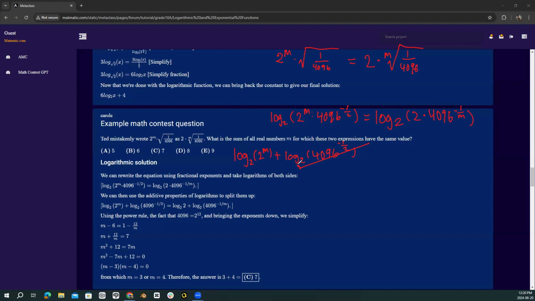Okay, so that's one side. That's the first expression of our equation. So on the other side of our equation, we're going to be writing the expression as log 2 of 2 plus log 2 of 4096 to the power of 1 over m.